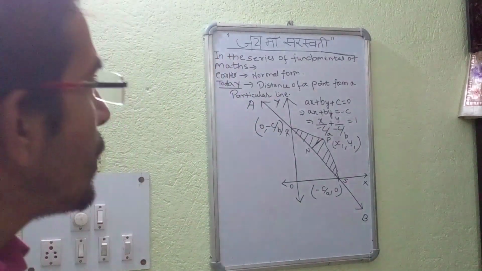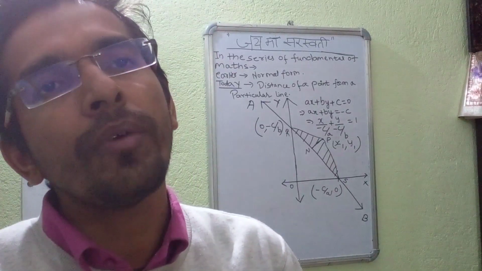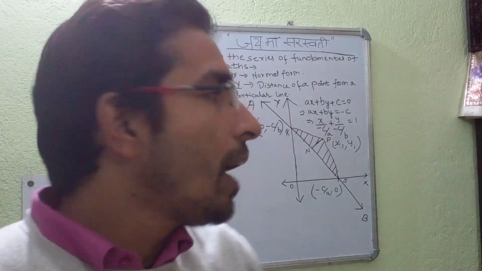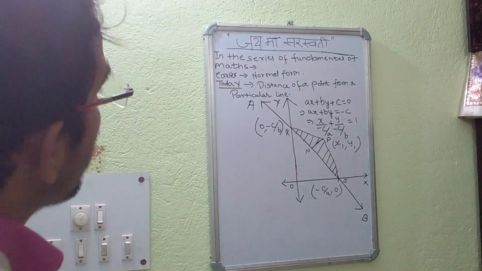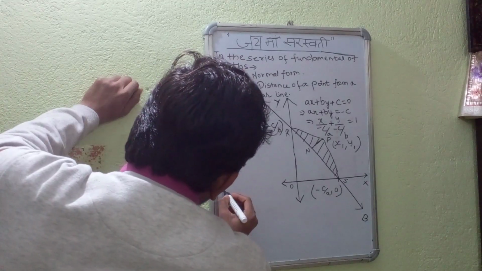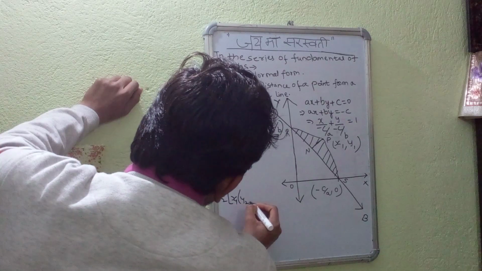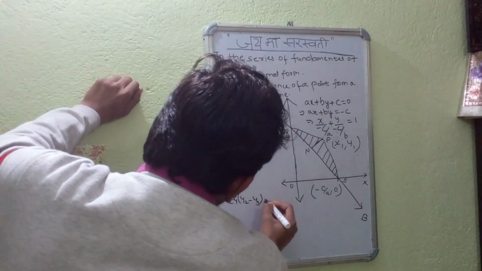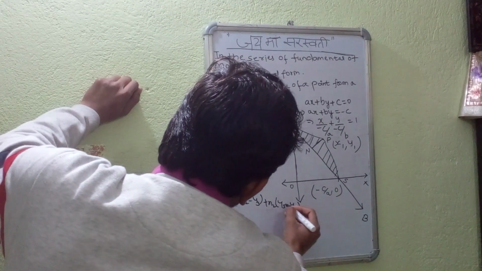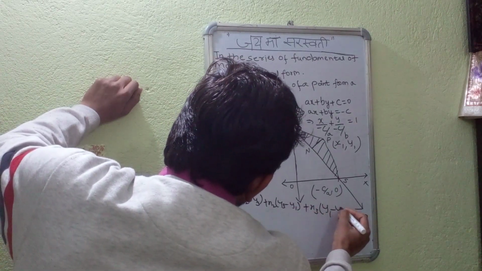First and foremost, using coordinate geometry, we will use the formula for the area of the triangle, and we will find out the area of the triangle in this case. The area of the triangle formula is half of x1 times (y2 minus y3) plus x2 times (y3 minus y1) plus x3 times (y1 minus y2).